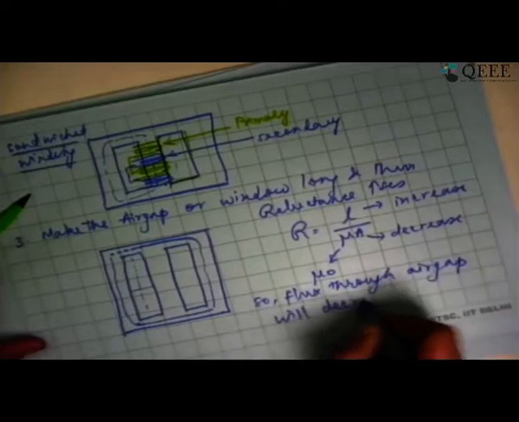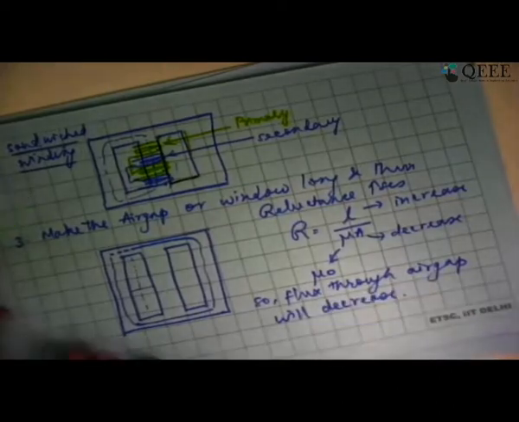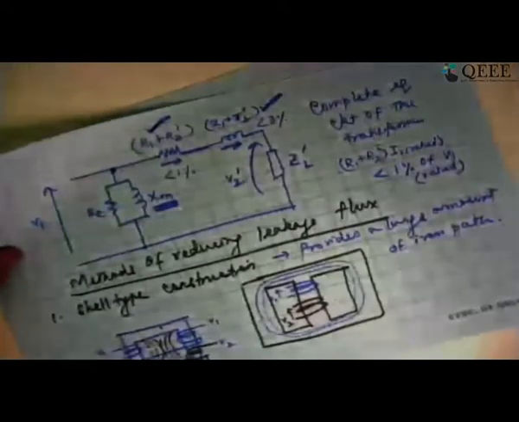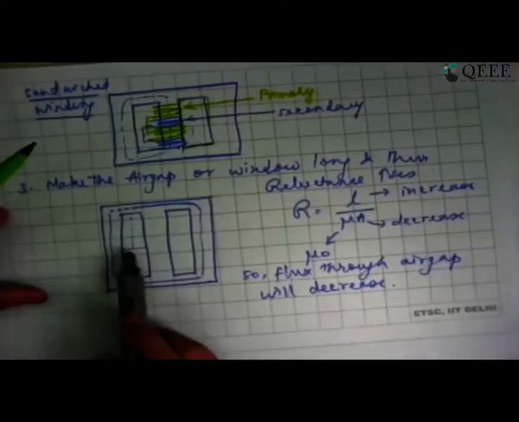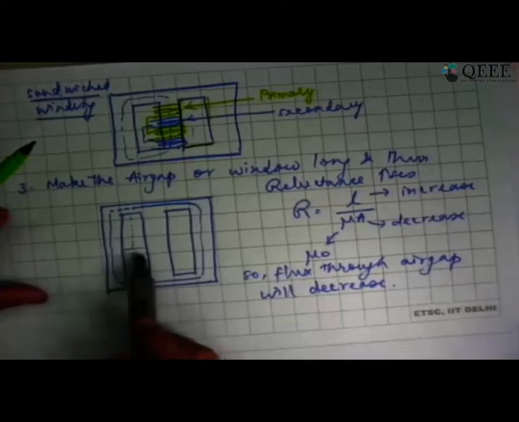So there are three methods essentially adopted. The first method, whatever we saw, basically was to use shell type construction. The second method was to use either concentric winding or sandwiched winding. And the third method was to increase the length and reduce the area of the window, which is the air gap window, so that the leakage flux will decrease. So these are the three methods of reducing leakage flux.